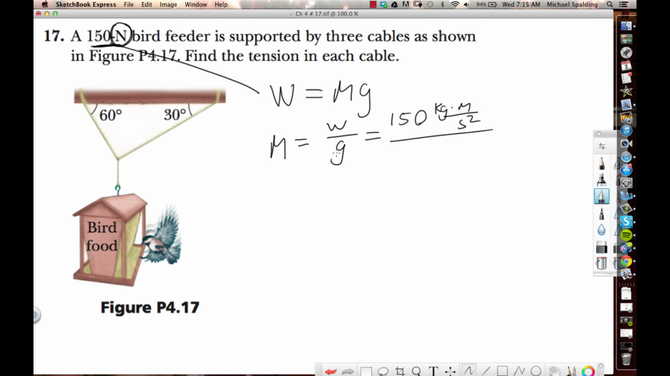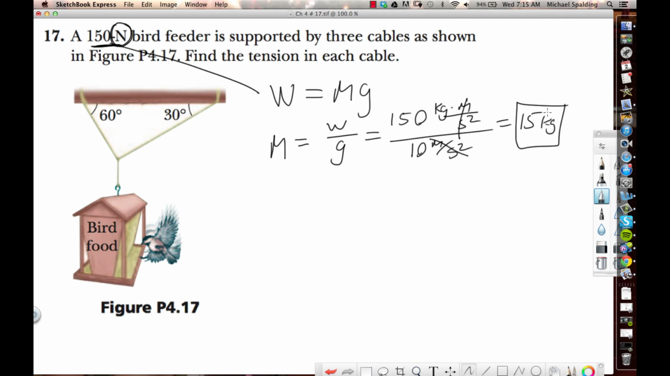Meter per second squared. So I round gravity to 10 in class. In the homework, do 9.8, because then your answers will match up with the answers in the back of the book. So gravity in class is 10 meter per second squared. So then that cancels, and we get 15 kilograms. My, 15 kilograms is a lot.